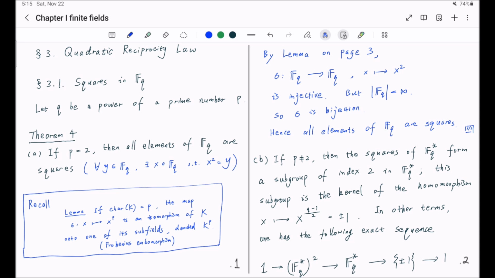Our theorem 4 part B says that if that prime number is not equal to 2, then the squares in the multiplicative subgroup of that finite field form a subgroup of index 2 in the whole group. So because it is of index 2, in that subgroup where you remove the 0 element from the finite field, there are as many squares as non-squares. Using the language of Lagrange symbol, it means there are as many Lagrange symbols that are equal to +1 as -1.